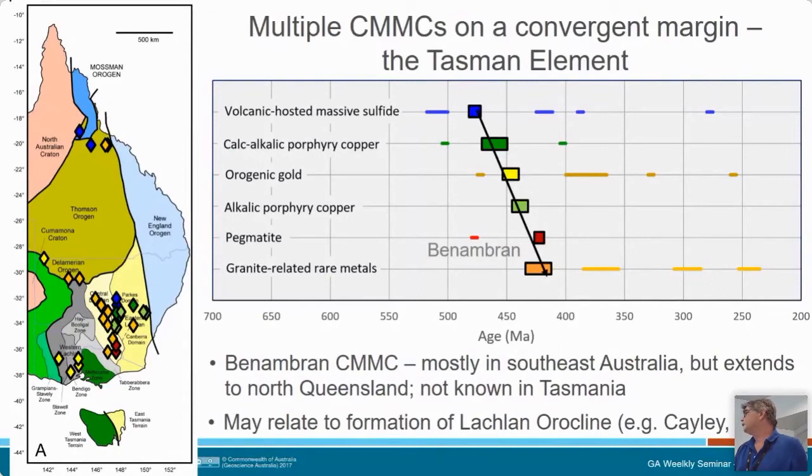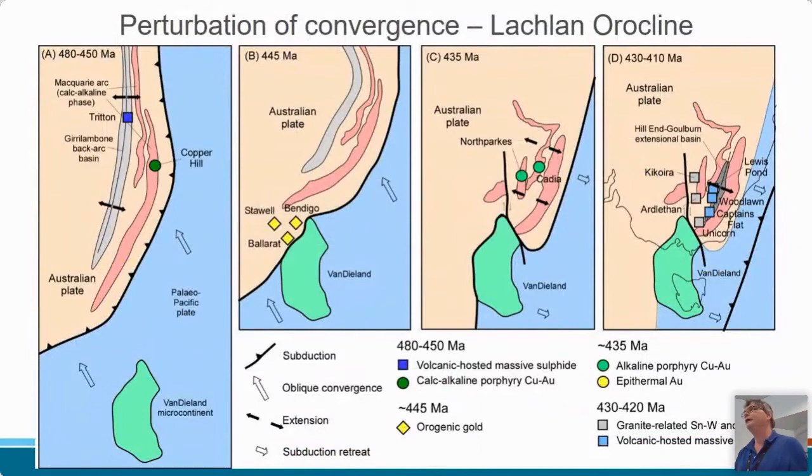And I'm going to suggest that it might relate to the formation of the Lachlan Orocline, as Ross Cayley has been talking about in the last few years. And so we'll actually look at that in terms of the metallogenic evolution of the Lachlan Orocline. So what we have is at about 480, which is shown in that diagram there, you have subduction. It's dipping inboard, and you have the formation of calc-alkalic porphyry copper deposits at Copper Hill and VHMS deposits at Tritton. And you have an exotic terrane called Vandyland, and this is Ross Cayley's term.